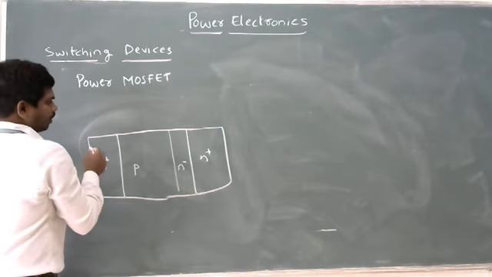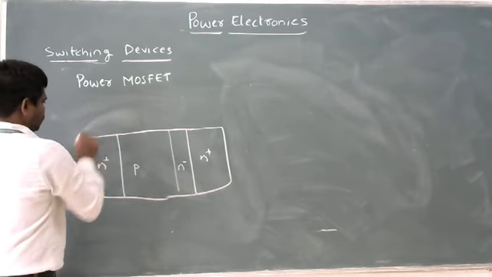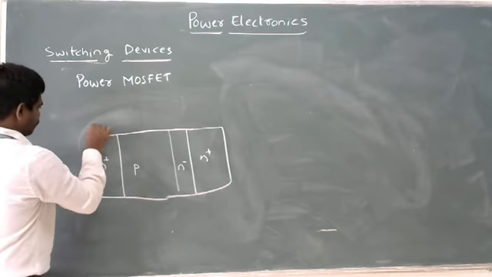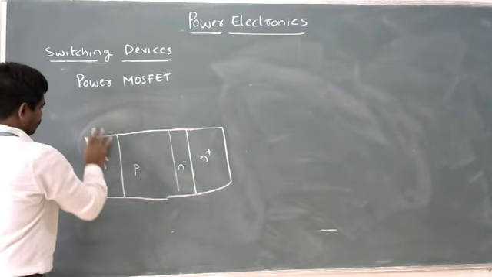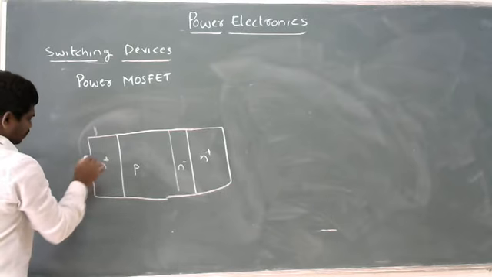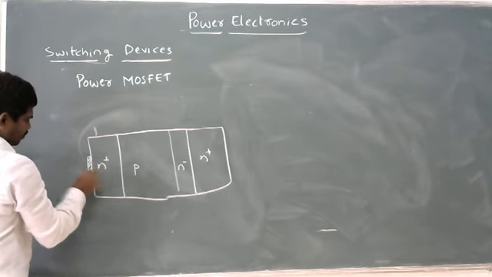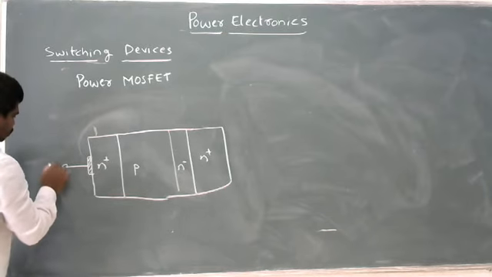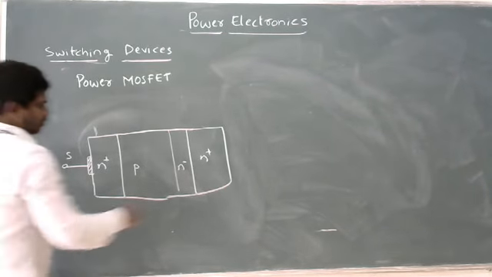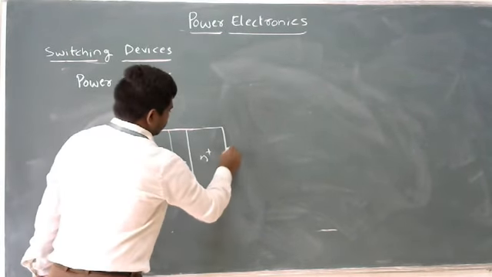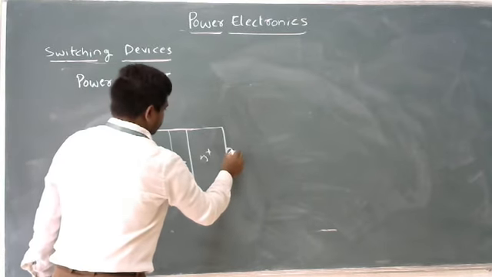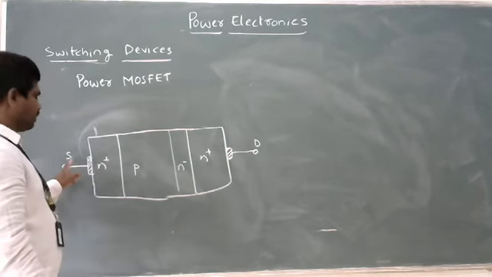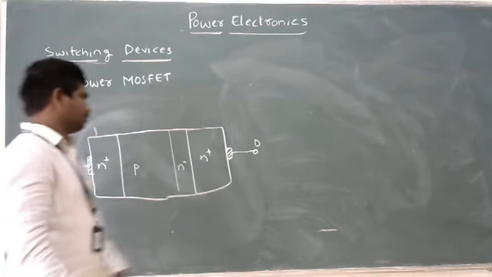Okay, and we can say, I am drawing here. This is my drain or source, you can take anything. This is my source I am taking here. And this is my drain. So two terminals: this is my source and this is my drain.